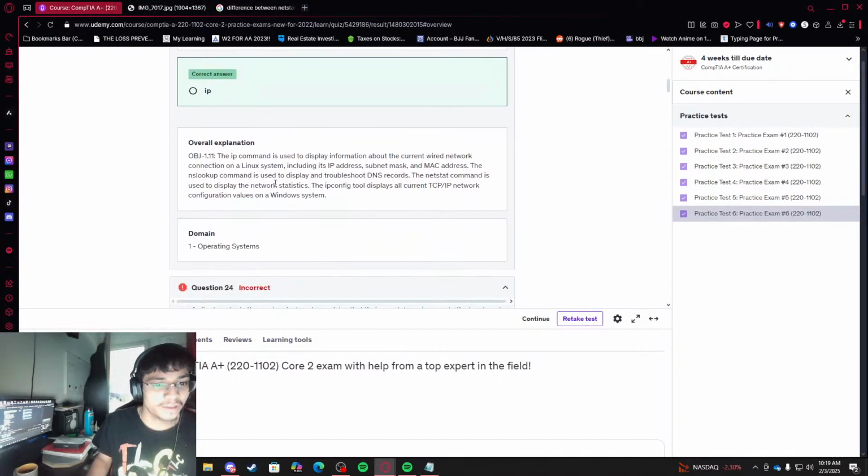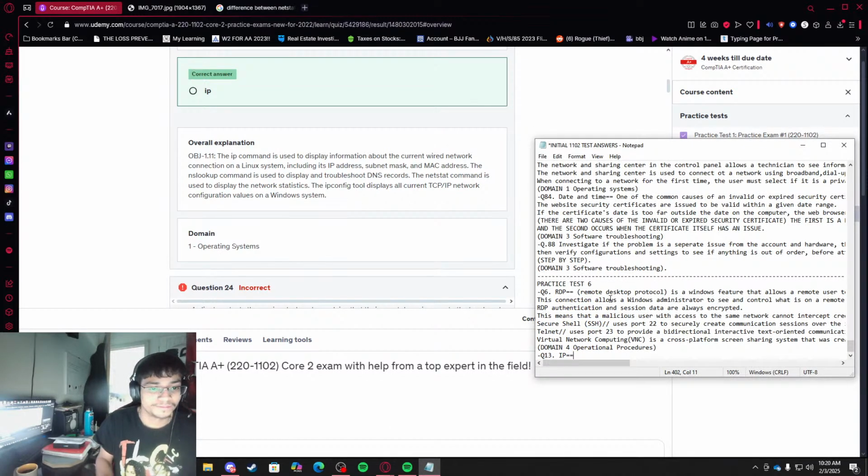And it says it right here, the IP command is used to display information about the current wired connection on a Linux system, including its IP address, subnet mask, and MAC address. The NSLOOKUP command is used to display and troubleshoot DNS records. The netstat command is used to display the network statistics. The IP config tool displays all the current TCP/IP network configuration values on a Windows system. So let's write it down.